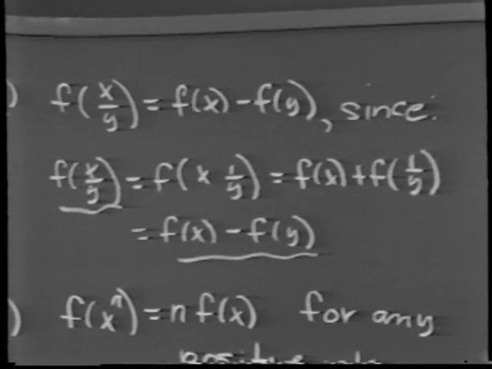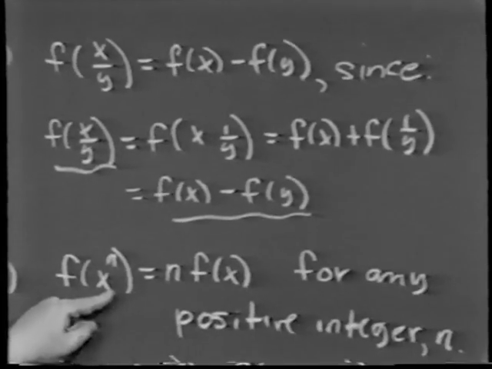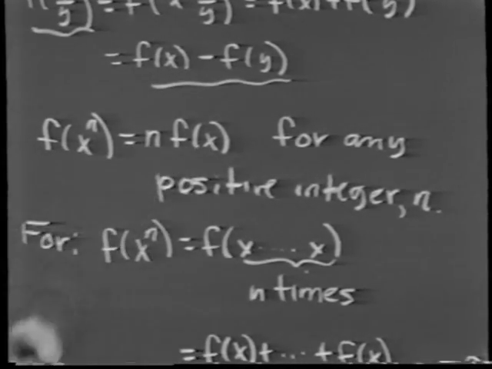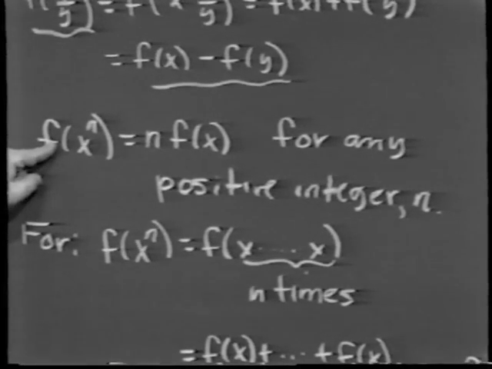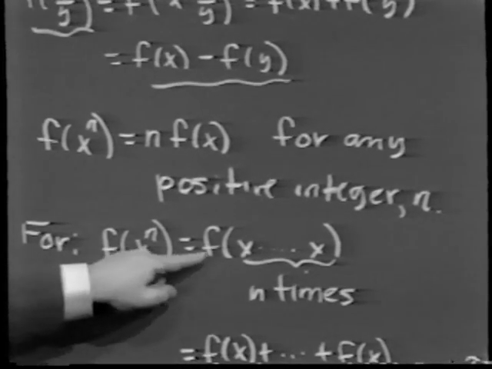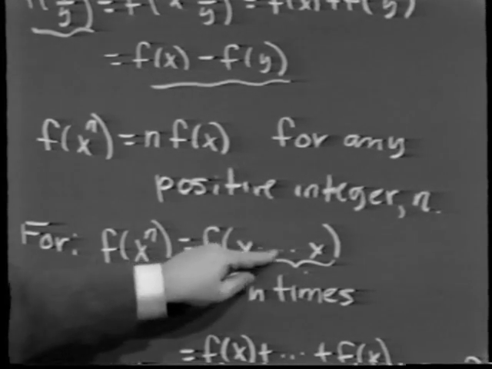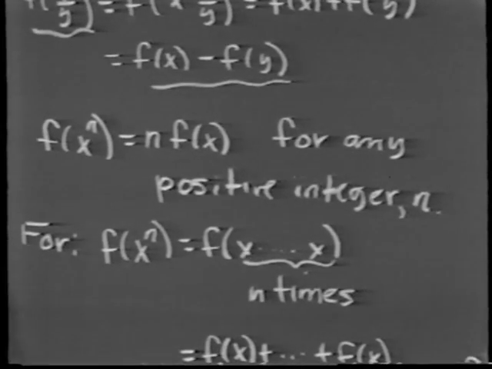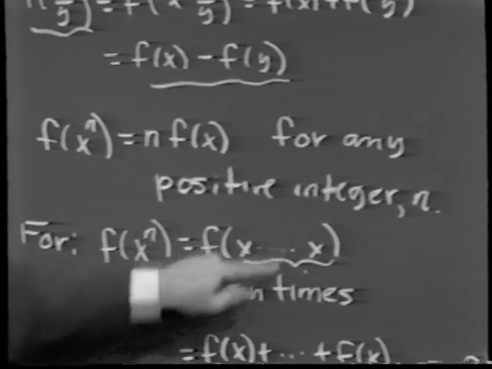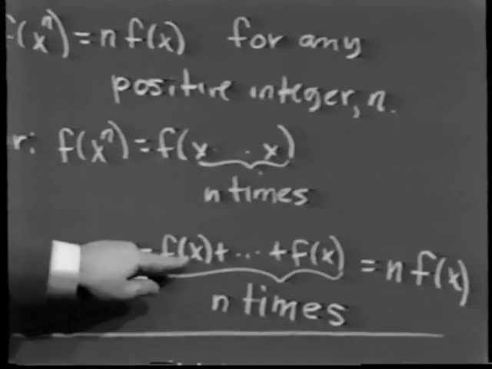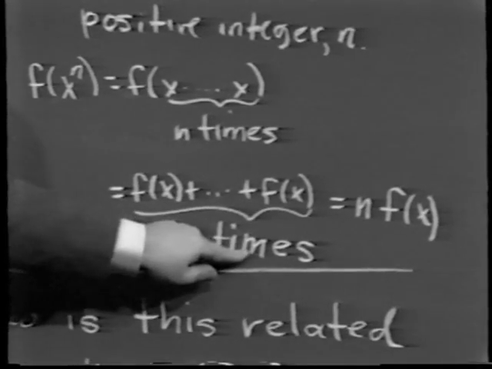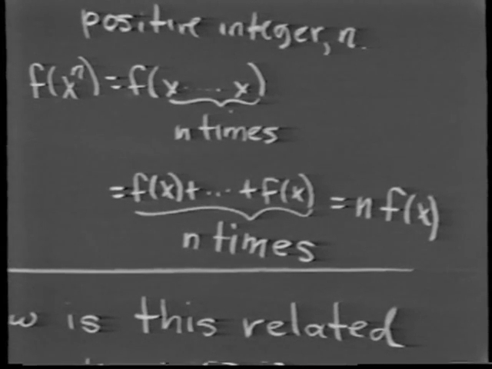And finally, by mathematical induction, if n is any positive integer, f of x to the nth power is just n times f of x. And the proof is rather clear. Namely, f of x to the nth power, when n is a positive integer, means f of x times x times x times x, n times. And since the logarithmic property says that f of a product is the sum of the f's, that's equal to f of x plus etc. plus f of x n times, and that precisely is just n times f of x.